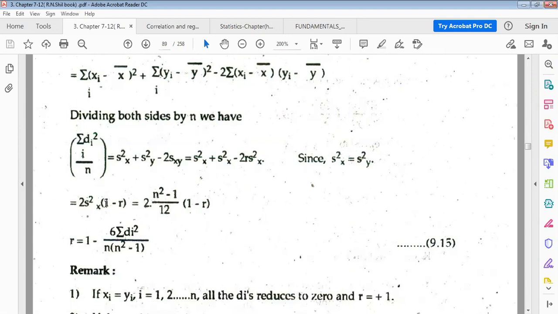Now from these relations, using sx whole square equal to sy whole square, we get 2 sx whole square into 1 minus r equals 2 into this 1 minus r. Sx whole square means this value, 1 minus r. So r equals this. This is another method for finding the rank correlation coefficient.